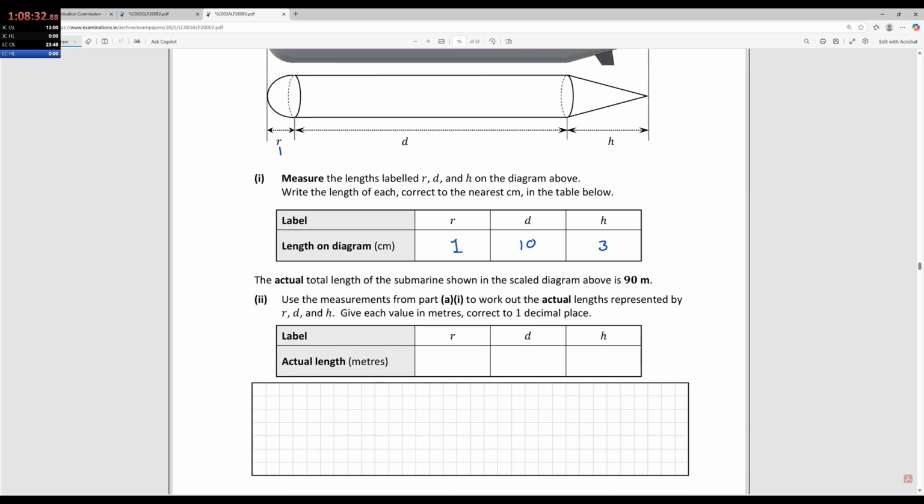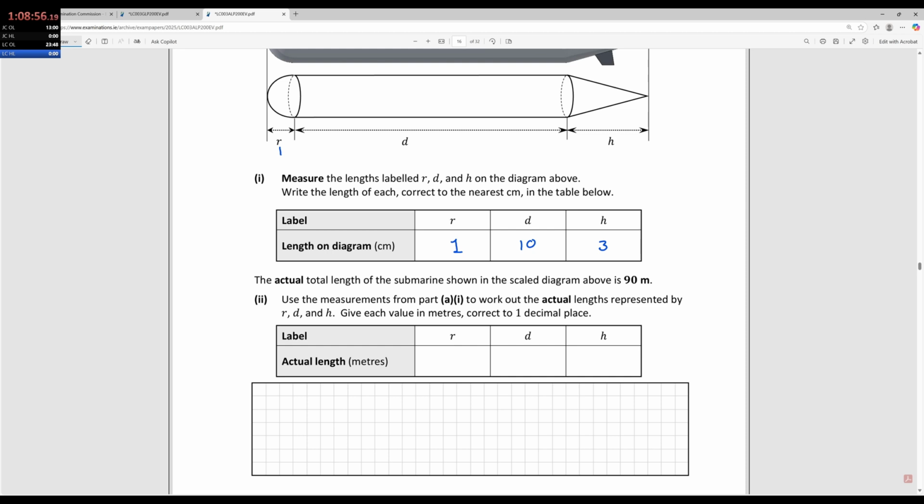Use the measurements from your part A to work out the actual lengths represented by R, D, and H. So it's a ratio situation. What we can say is altogether that should be 14. So I would do 90 divided by 14. I pressed the wrong thing. Okay. Give each correct to 1 decimal.